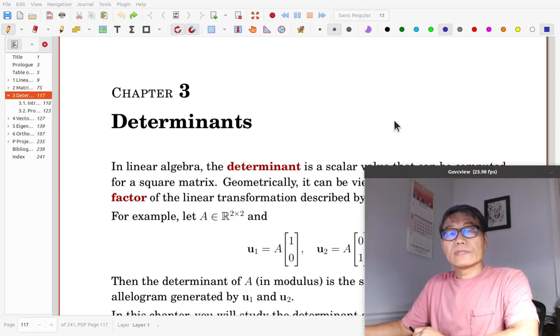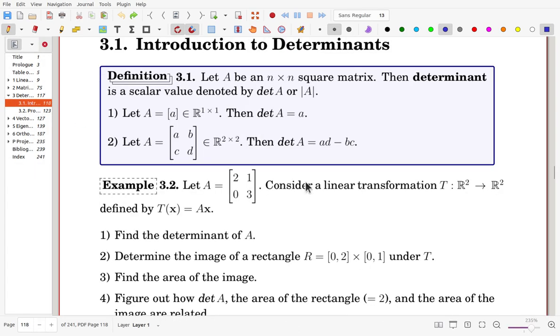In this chapter 3, we'll introduce determinants and consider some properties of determinants. Here we have section 3.1, Introduction to Determinants. The matrix A is an n by n square matrix. Then the determinant is a scalar value denoted by det A, or we may use absolute value signs, so in this way.